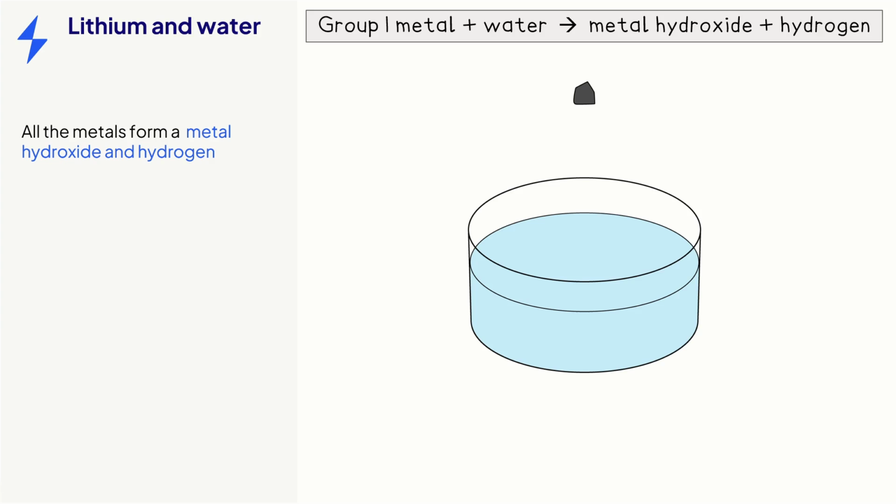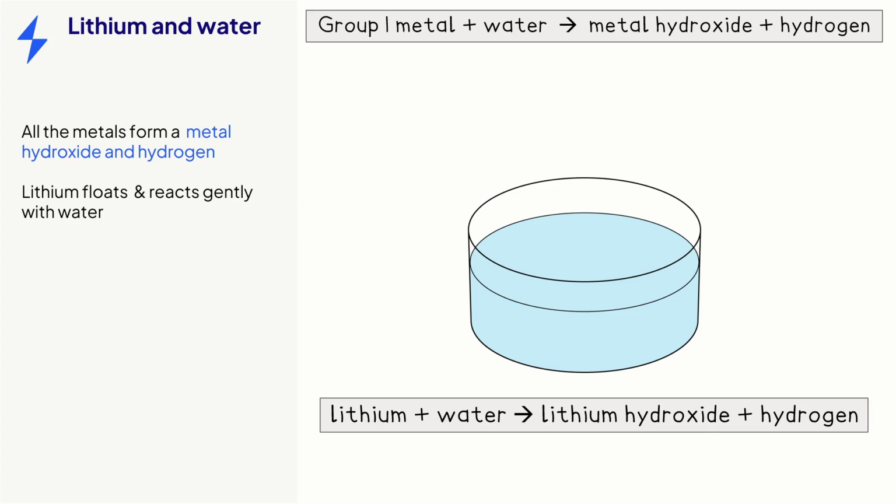We can look at the reaction with water to give us a trend in reactivity for the Group 1 elements. In general, all the Group 1 elements react with water to give the metal hydroxide and hydrogen gas. However, there are distinct differences as we go down the group. Lithium floats and fizzes gently as it moves around the surface. The products are lithium hydroxide and hydrogen.